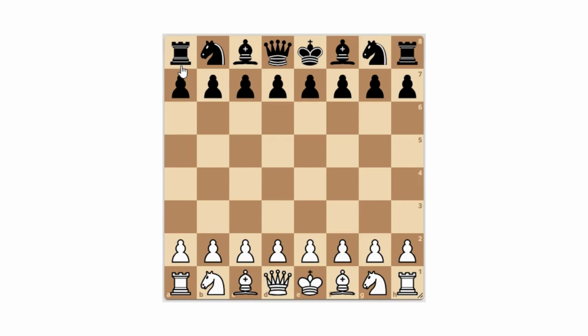And in the opposite side, if you see, it is the same. There are 8 pawns. There are 2 rooks. There are 2 horses or knights. There are 2 bishops, 1 queen, and 1 king. So that means in every side we have 8 pawns, 2 rooks, 2 knights, 2 bishops, 1 queen, and 1 king.